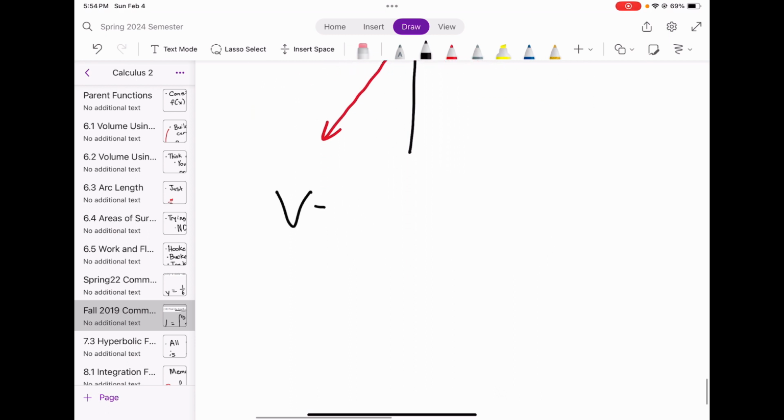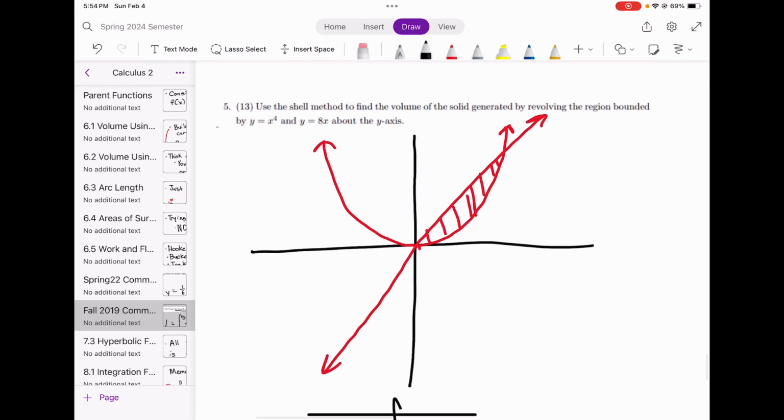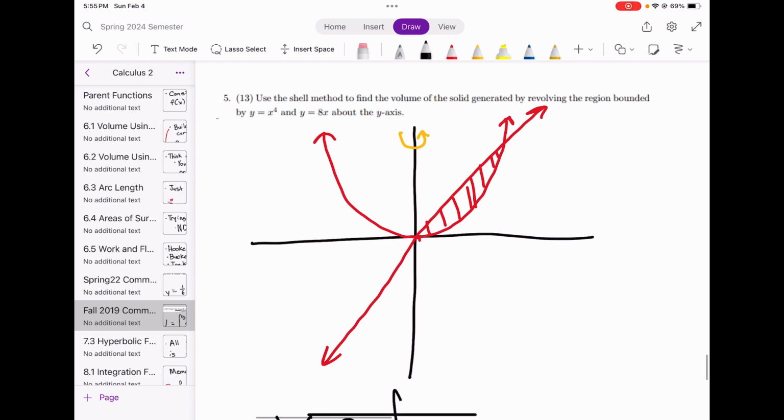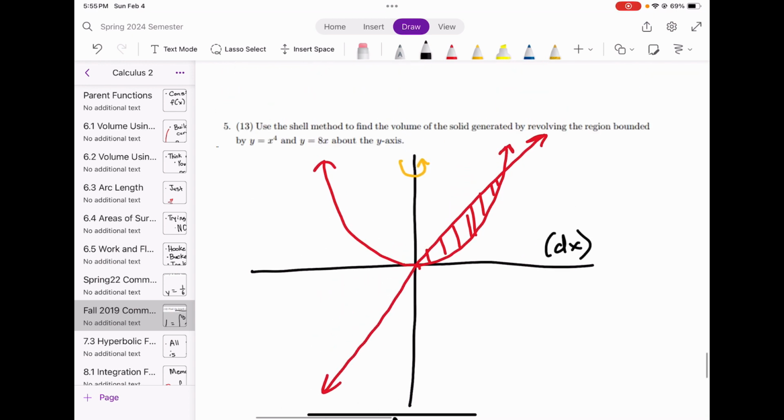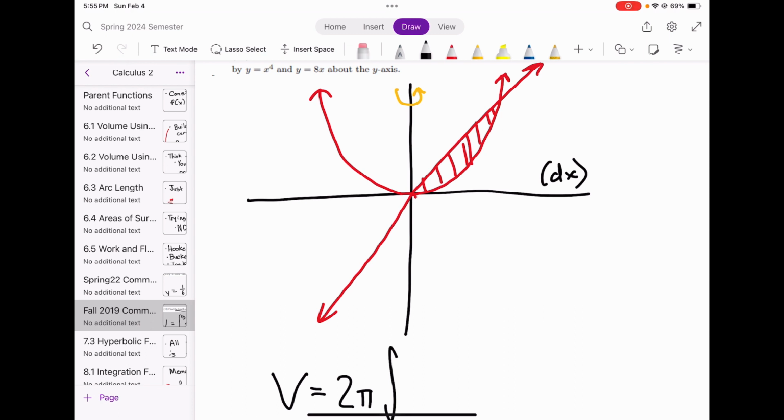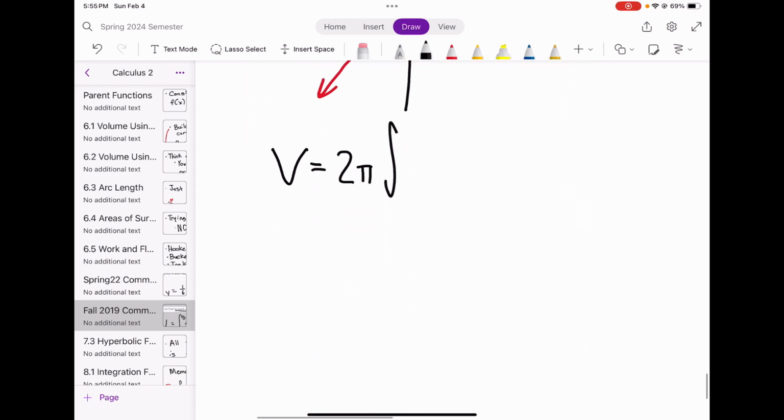So the shell method formula: V is equal to 2 pi, the integral from, and this is about the y-axis, which means that in this case we're going to be using x dx, because for the shell method it's always going to be the opposite of what the axis of rotation is. So if it's parallel to the y-axis, you use dx, and if it's parallel to the x-axis, you use dy. So in this case, we're going to do dx. So the integral from a to b of r of x, h of x, dx. Pretty straightforward.